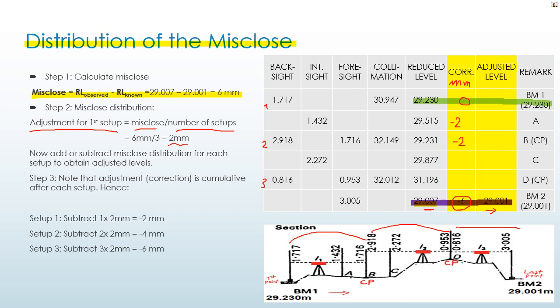So then you can bring the reduced level here to the adjusted value. Here you have the same value for benchmark number 1, 0.230, and the next point, point A, due to some error, you now adjust the elevation to account for that error. 5, 1, minus 2, 3. This point, 29.229. So this is setup number 1.